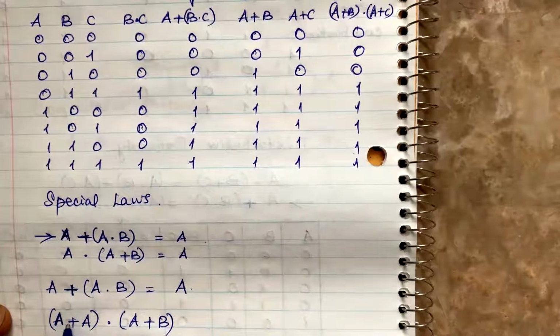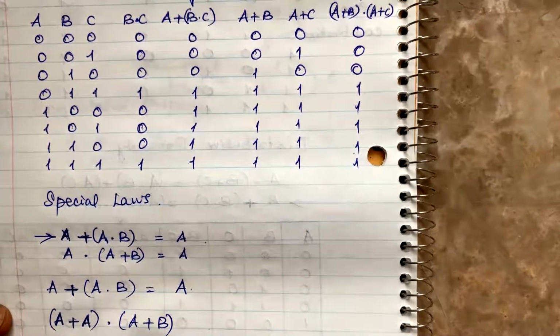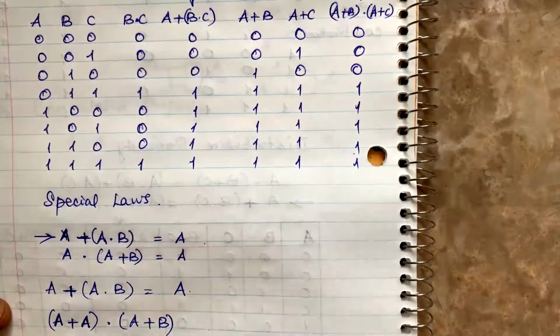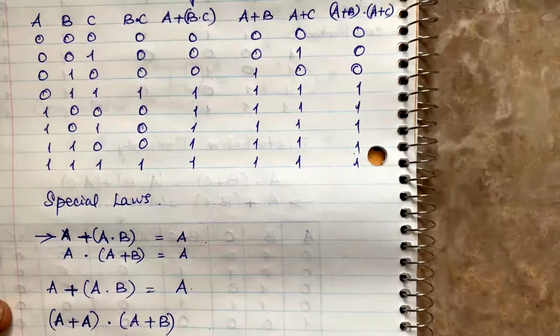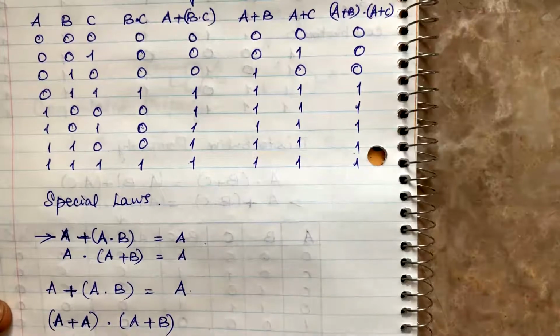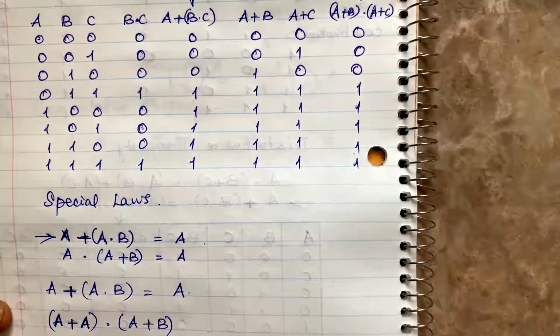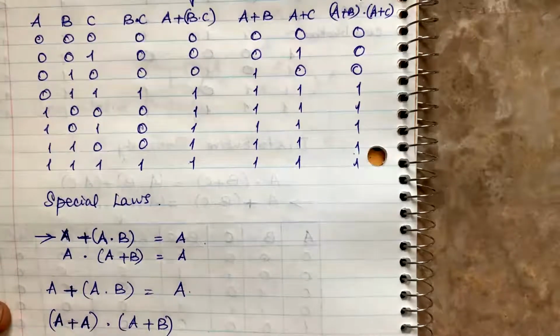Now A plus A, we know that A plus A is A, right? A plus A is A dot A plus B. Now I would apply the distributive property again, like A dot A plus A dot B.